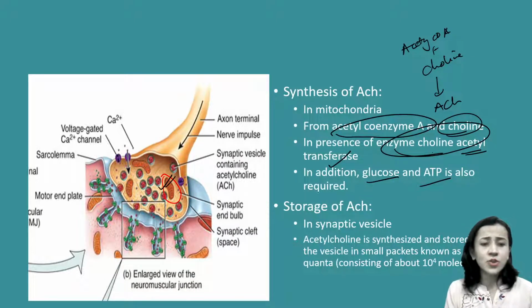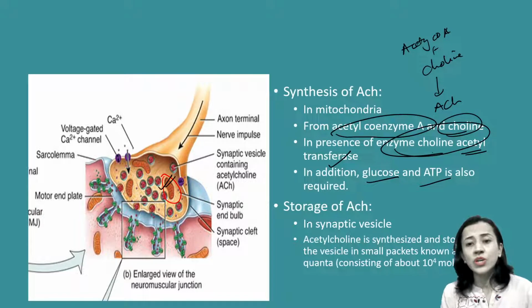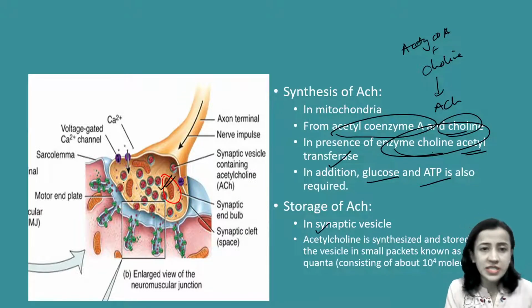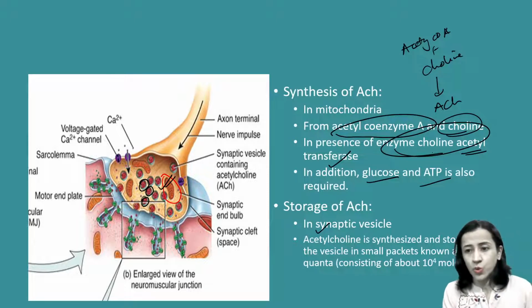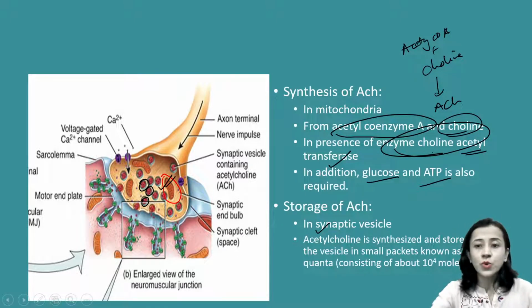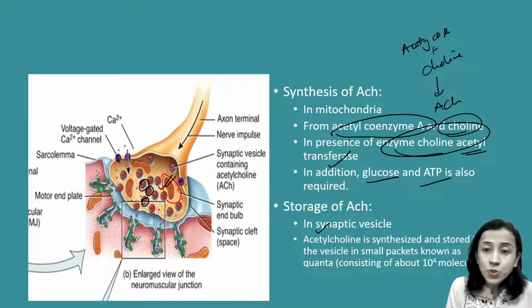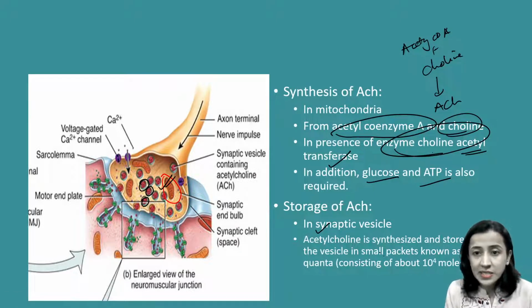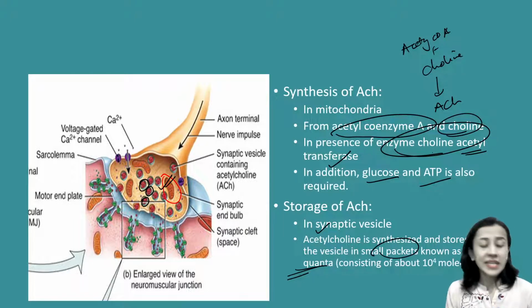Now, after synthesis, acetylcholine is stored in the synaptic vesicles. You can see these are the synaptic vesicles in which this acetylcholine is stored. How many molecules are stored? These are stored in small packets known as quanta, and each quanta consists of 10 raised to 4 molecules, or you can say 10,000 molecules of acetylcholine.